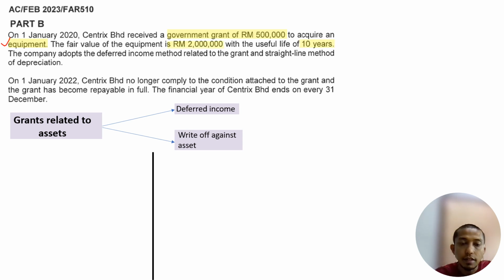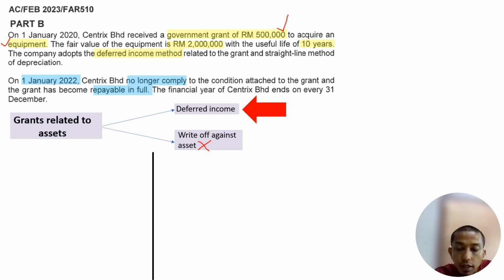Useful life is 10 years. So depreciation is 10 years and amortization is also 10 years. The company adopts the deferred income method, which is the first method. So we are not going to use write-off against asset in this question. Related to straight line method of depreciation. However, on 1st January 2022, Centric Barad no longer complies with the condition attached to the grant and it is repayable in full. How much in full do they need to pay? They need to pay 500,000 because the grant they received is 500,000. The asset is 2 million, the grant is 500,000.